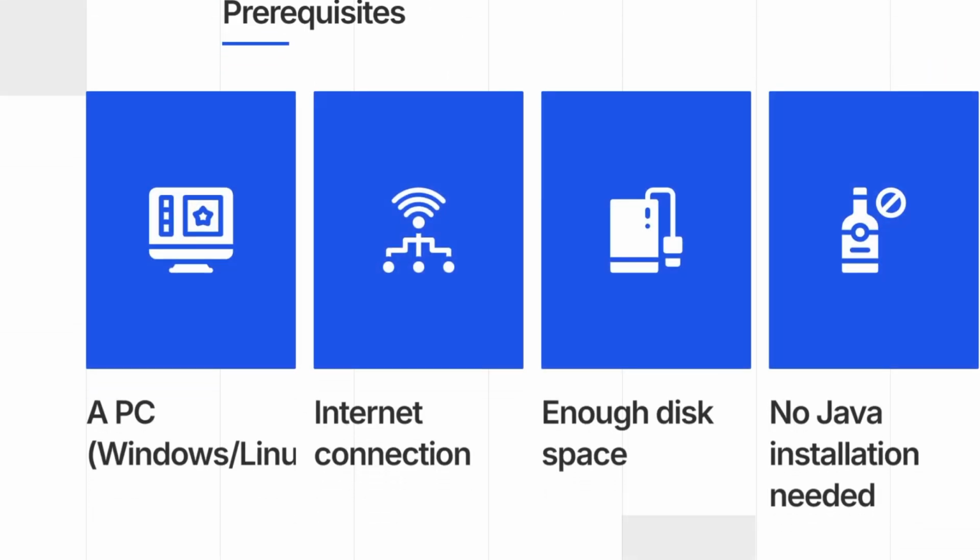So what are the prerequisites for this lesson? You should first of all have a functional PC, that is, this could be Windows or Linux, a proper and strong internet connection, and enough disk space on your PC. And mind you, there are no Java requirements for installation here, because when you install Elasticsearch, the Java SDK is pre-installed.